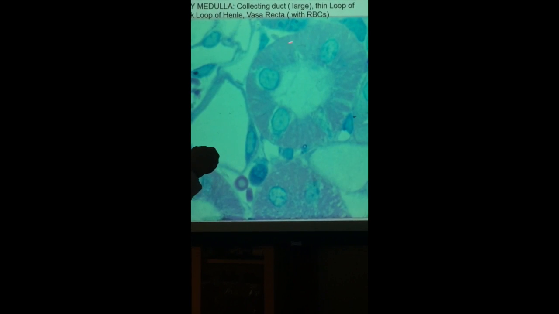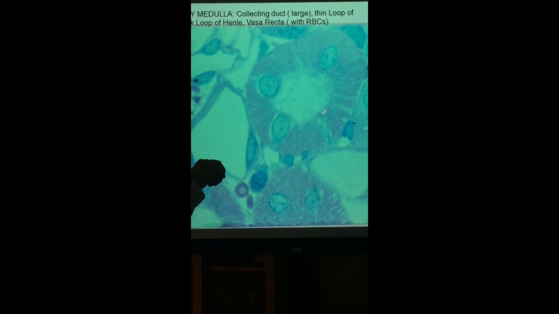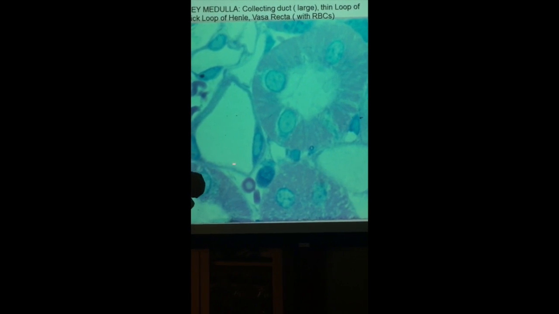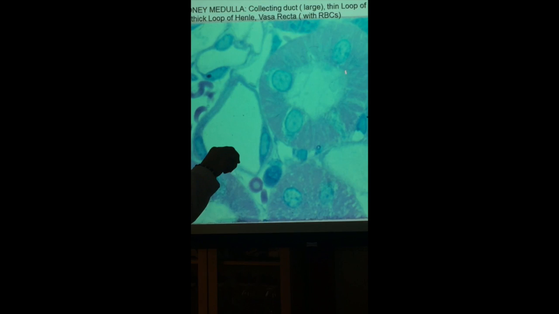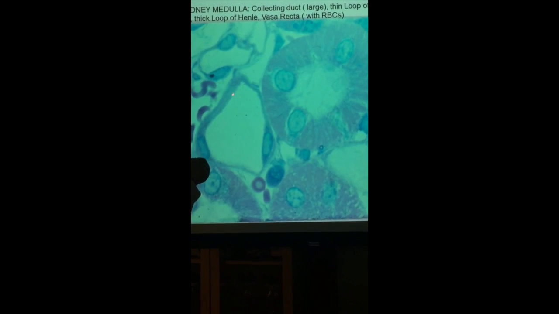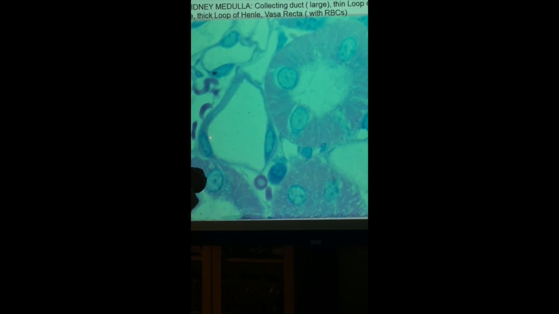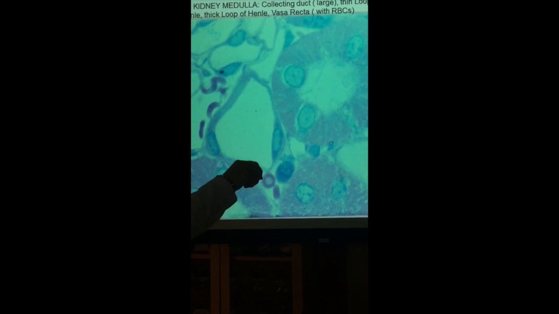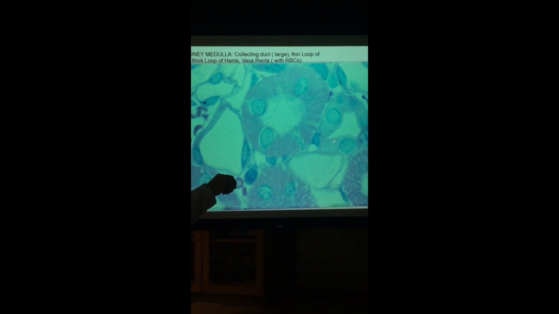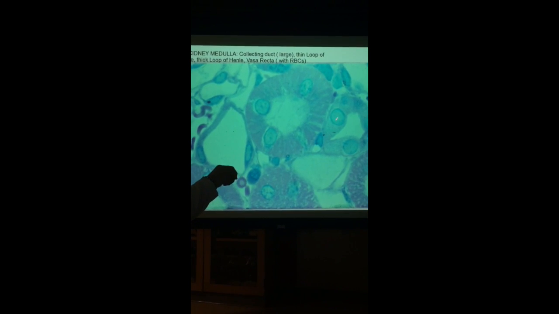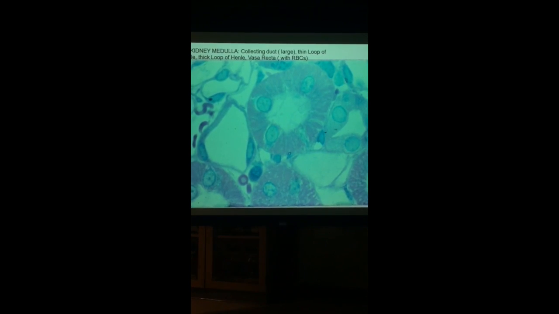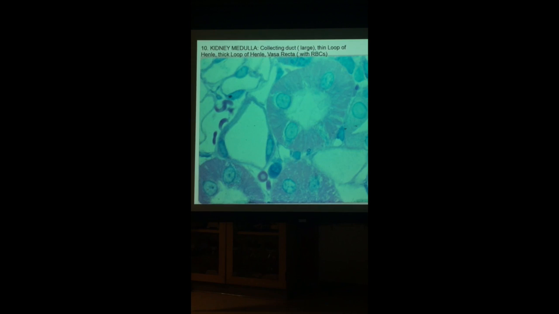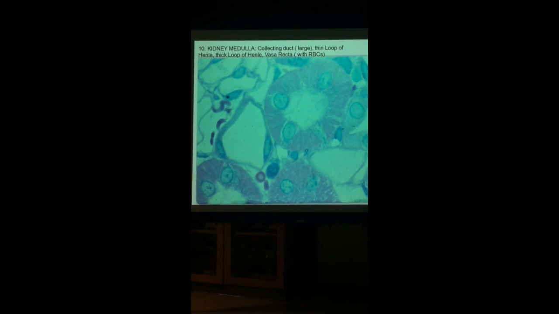So here, this large one is the collecting duct. You see that the cells are very big, whereas these cells are very, very thin. So this is the collecting duct here. This one here is very thin, the thin ascending loop of Henle. And this one here is the thick part of the ascending limb of the loop of Henle. This one over here, where you see red blood cells, would be a blood vessel, something like the vasa recta, since it's close to the loop of Henle.